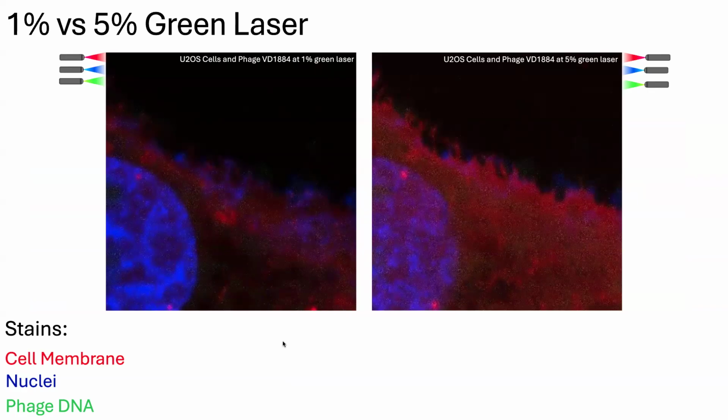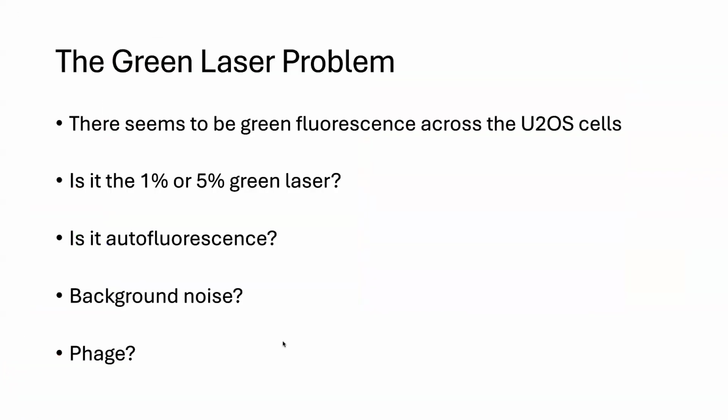So we had our green laser, and we could set it at either 1% or 5%. And as you can see, we have this increased green fluorescence for the 5% compared to the 1%. But regardless of either of these images, we still see this green fluorescence all across the U2S cells, which is not what we want to see and not what we expect to see. So we have this green laser problem. As I said, there seems to be some green fluorescence across the U2S cells, so we were trying to figure out what was causing this issue.